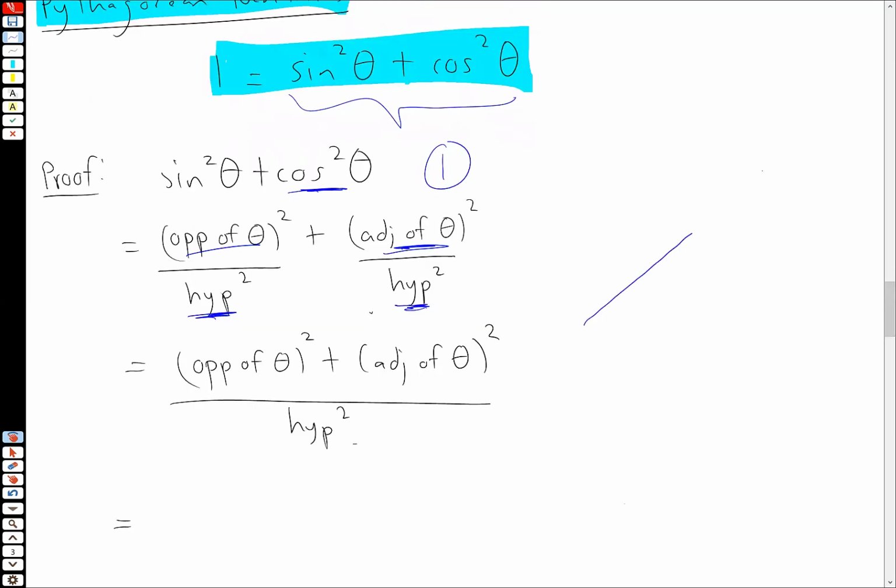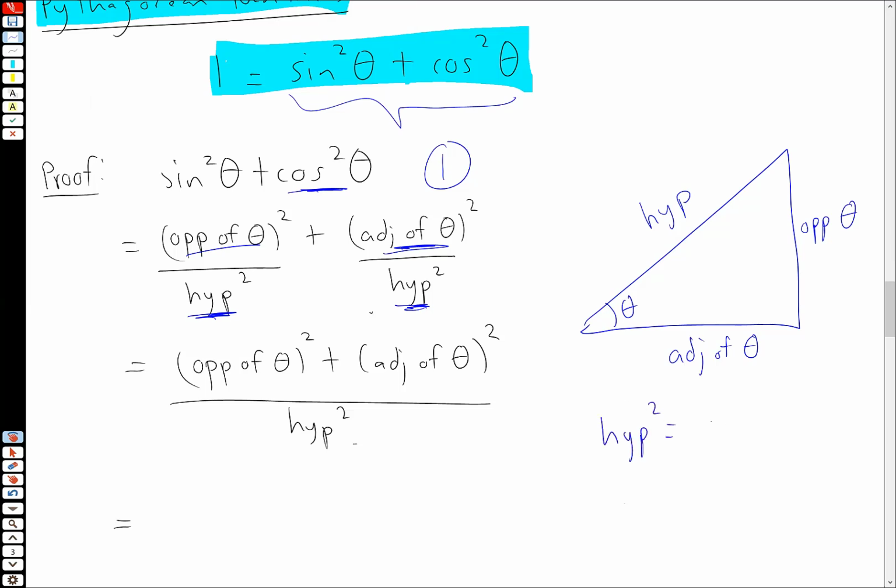Let me draw a triangle really quick. So this is theta. This is the opposite of theta. This is adjacent of theta. And this is the hypotenuse. Okay. Now, what does the Pythagorean theorem tell us? The Pythagorean theorem tells us that the hypotenuse squared is equal to the opposite squared plus the adjacent squared.